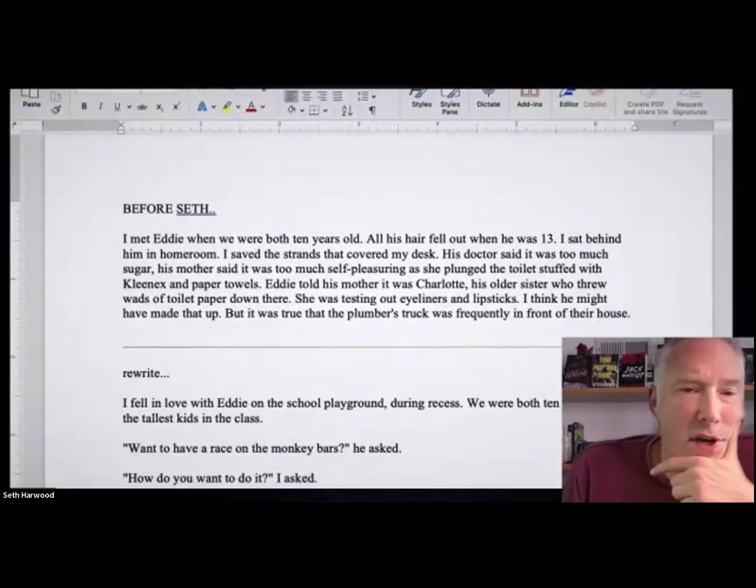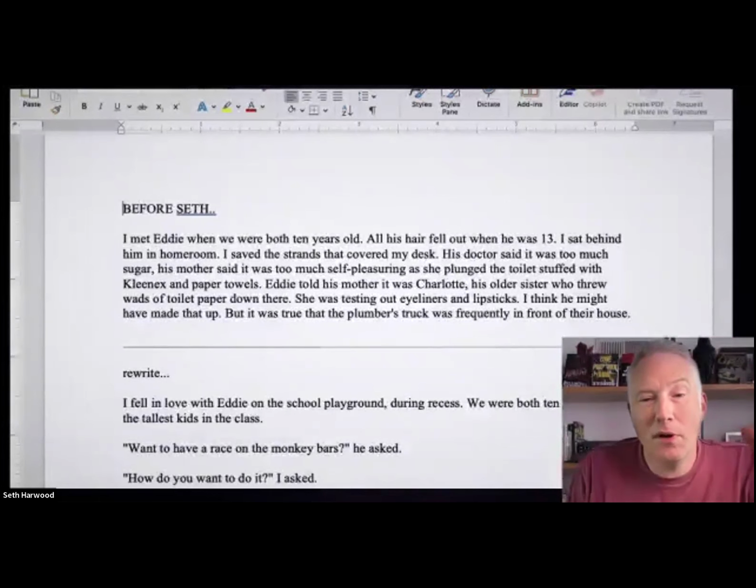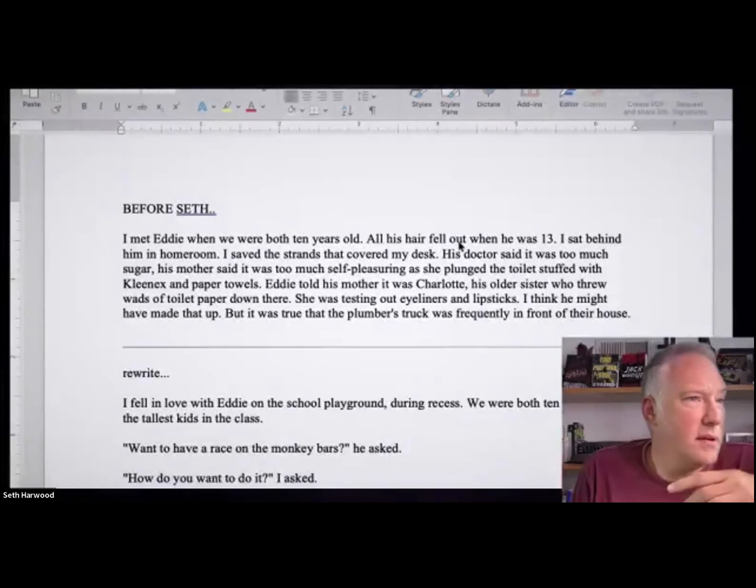So, first she starts off: "I met Eddie when we were both 10 years old. All his hair fell out when he was 13." How long did it take for all of his hair to fall out? Months? A whole year? And this year happens in one sentence. So that's really summary. This is high-end, fast summary.